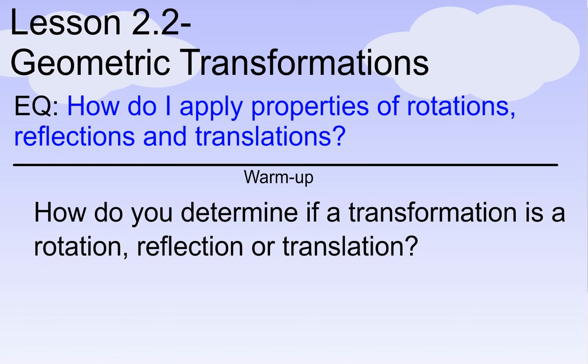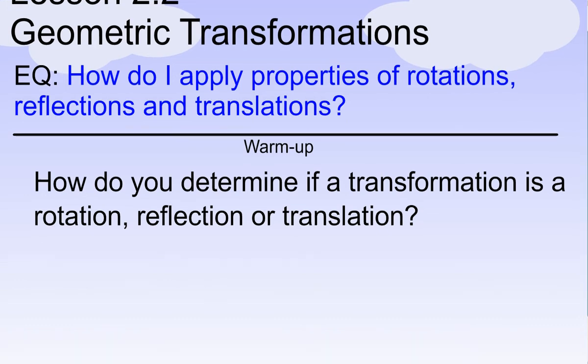The essential question says, how do I apply properties of rotations, reflections, and translations? The warm-up question asks, how do you determine if a transformation is a rotation, reflection, or a translation?